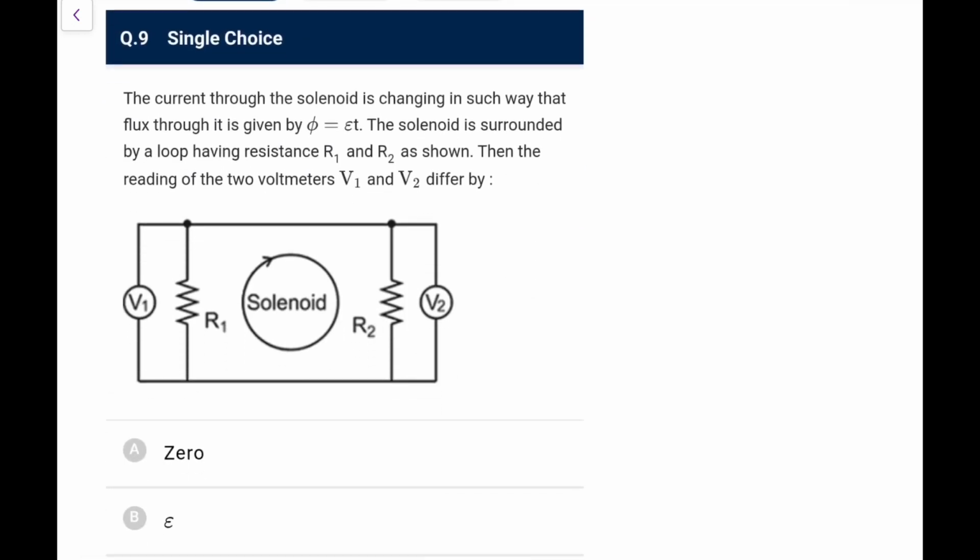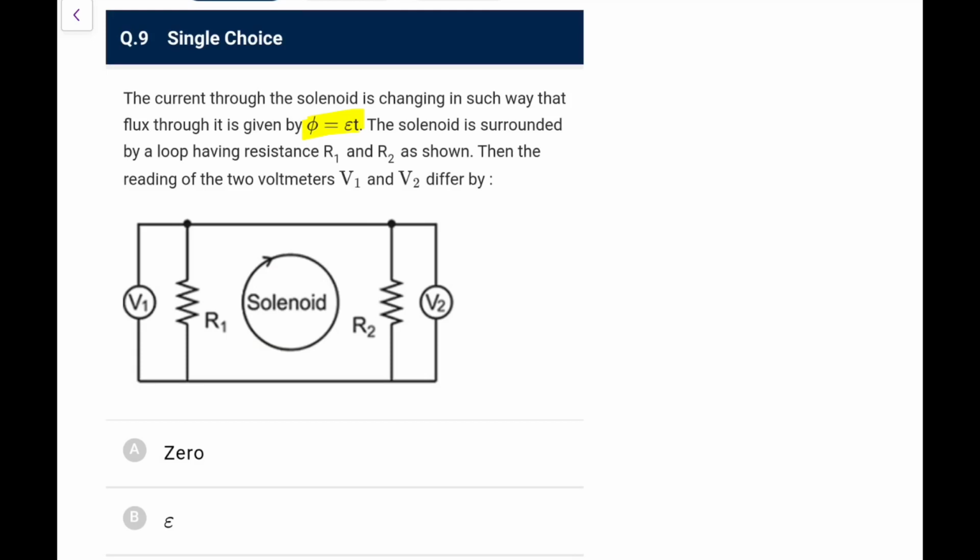The current through the solenoid is changing in such a way that the flux through it is given by phi is some epsilon t. The solenoid is wound by a loop having resistances R1 and R2 as shown in the figure. Then the readings of the two voltmeters V1 and V2 will differ by. So how will they differ?